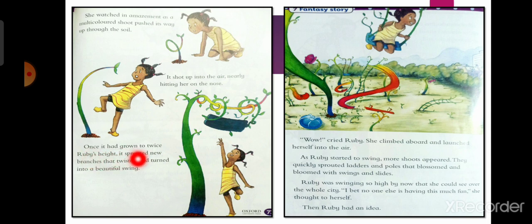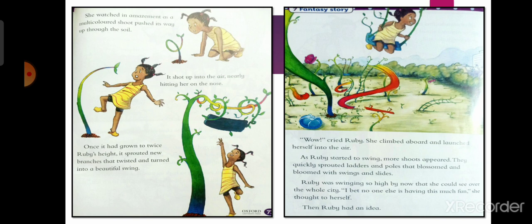Once it had grown to twice Ruby's height. Yes, grown to twice Ruby's height. Underline this also. It had grown to twice Ruby's height. It is also telling us about the shoot. It sprouted new branches. Yes, it is also a phrase about the shoots, so you will underline this also. It sprouted new branches. Have you done? Now come on to the next page.